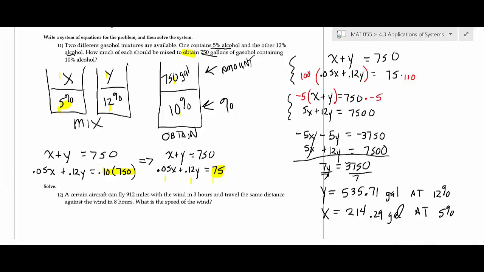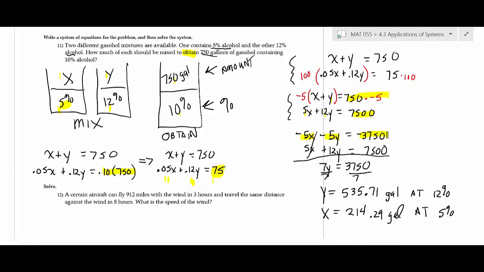Now I want you to see what I did here. I multiplied by 100, so that second equation becomes 5x plus 12y equals 7,500. Then I'm ready to eliminate. I multiplied the top equation by -5, which is what most of you did, so it becomes -5x minus 5y, and you've got to multiply that out to get -3750. Once you get to that point, you're going to get the right answer.